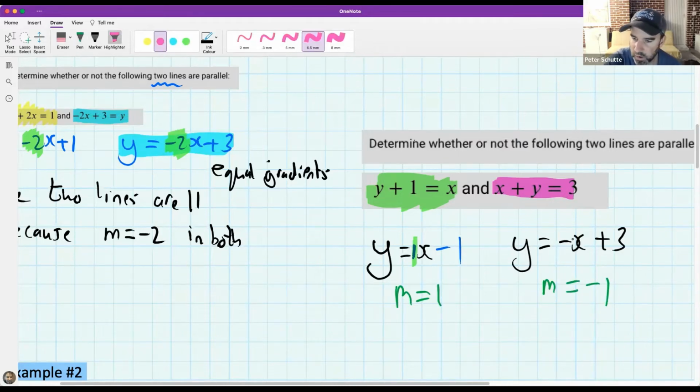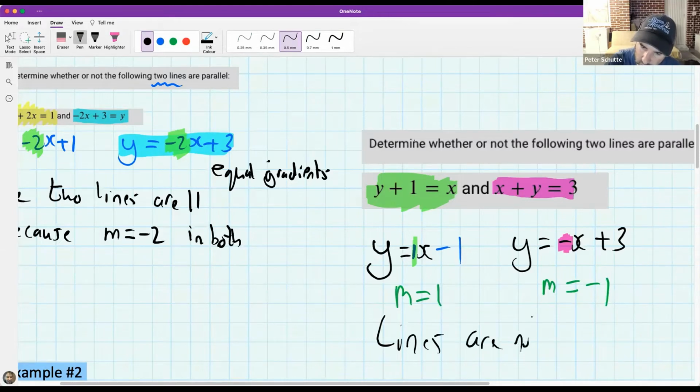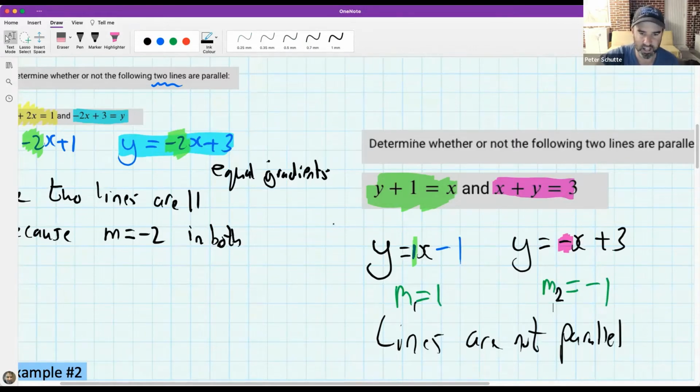And so are the gradients the same? They're not. So we can say the lines are not parallel. And you can just write different because different gradients, or you can say, yeah, I suppose I should use a different letter if they're different. So we call M1 and M2. And so they're different. Okay, well done. I think most students seem to get that right.